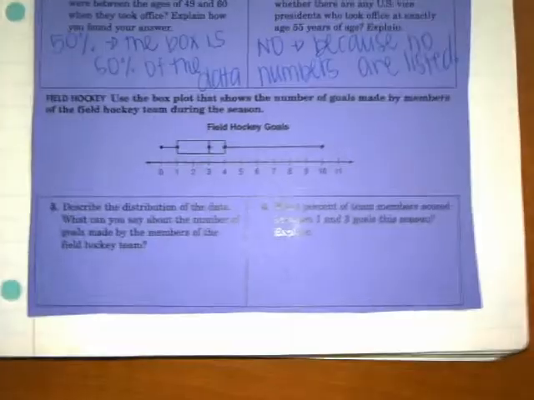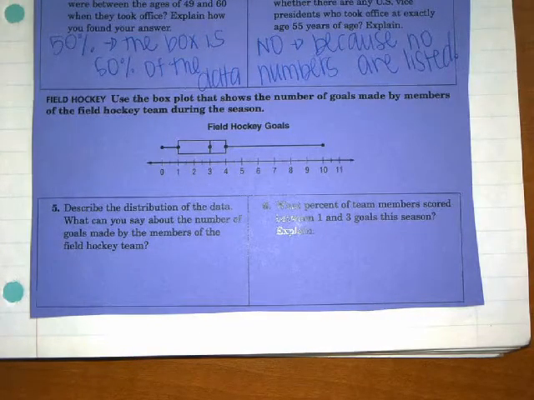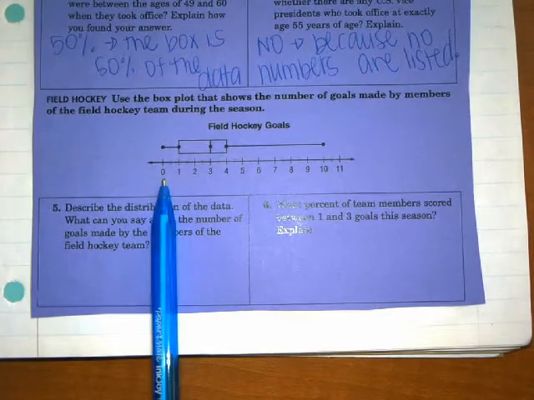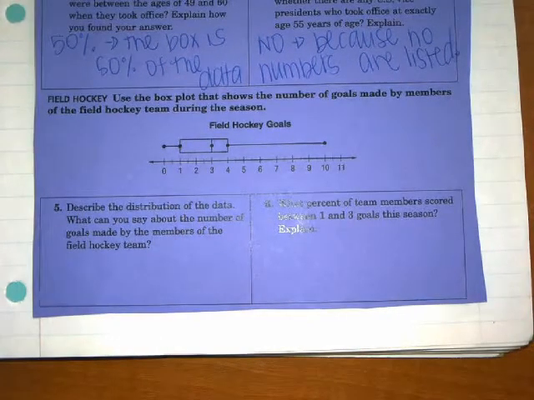All right, do 5 and 6 with your partner, and then we will go over those answers in just a second. Number 5, describe the distribution of data. What can you say about the number of goals made by the field hockey team? What'd you say, Connor? Okay, 50% of the team had between 0 and 3 goals. Excellent. What else did anyone else say? Emery.